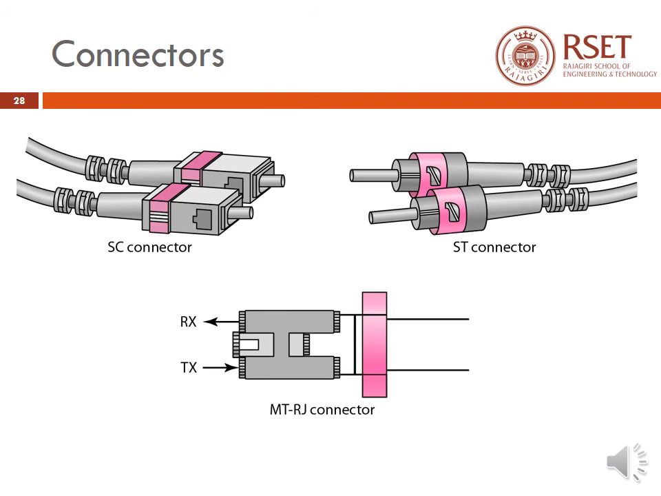And the last one is the MT-RJ connector, which has the same size as that of RJ45. So the three kinds of connectors used in fiber optic cables are the SC connector, ST connector, and MT-RJ connector.